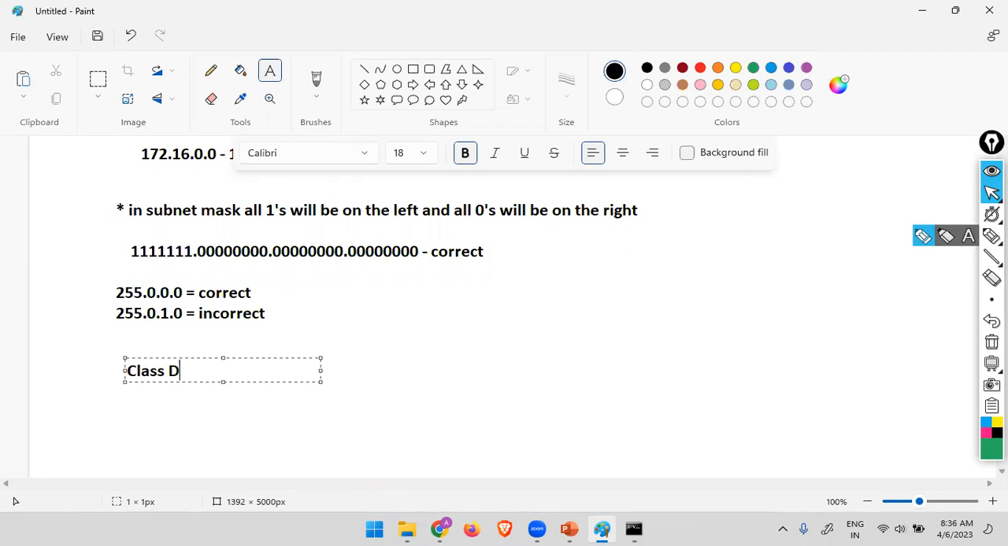32. No. We do not use it, so there is no subnet mask. For class D and E, there's no subnet mask. So there will be no network bit and host bit. These are individual addresses, not network part and host part. There is no network part and host part inside class D and E. These are individual, single addresses.